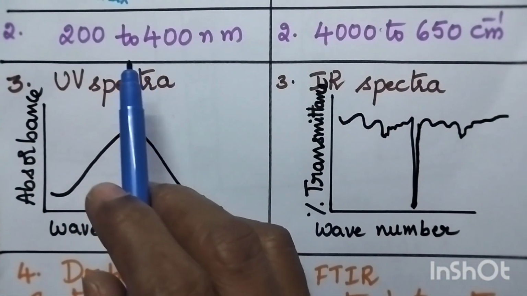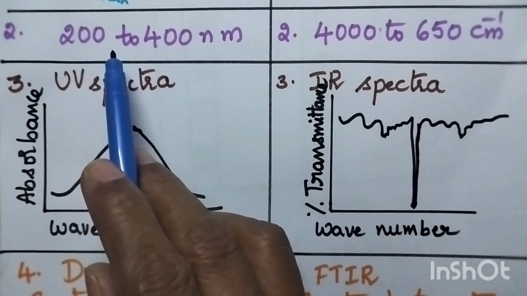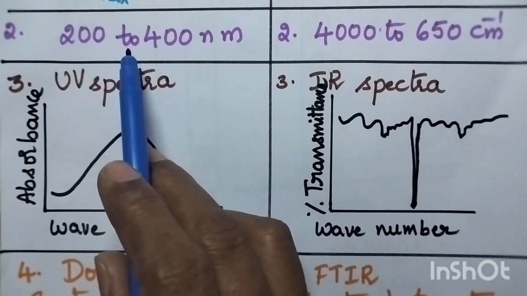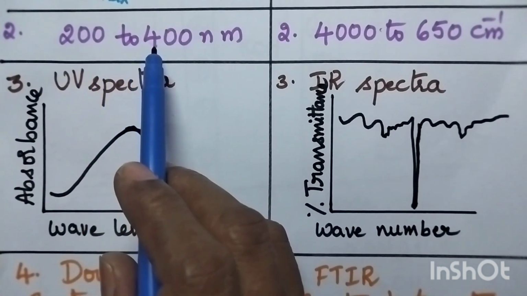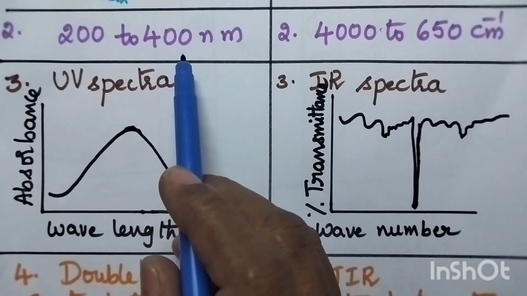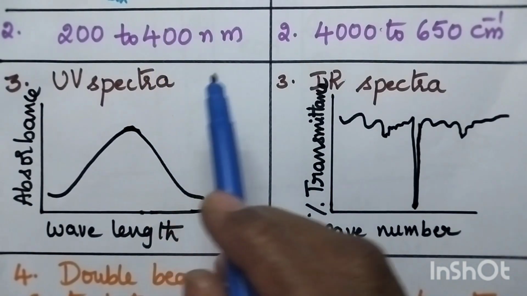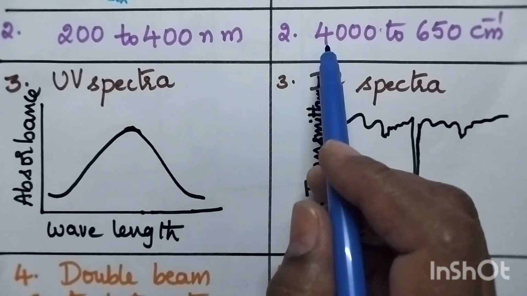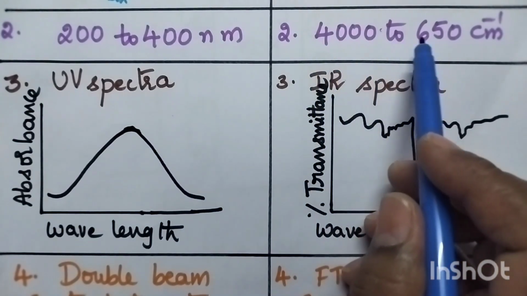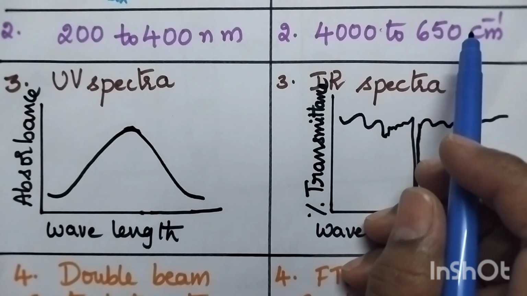Coming to UV region, the proper UV region extends from 200 to 400 nanometers. That means in this region only the spectra provides useful information. Coming to the IR spectroscopy, the IR region extends from 4000 to 650 centimeters inverse.